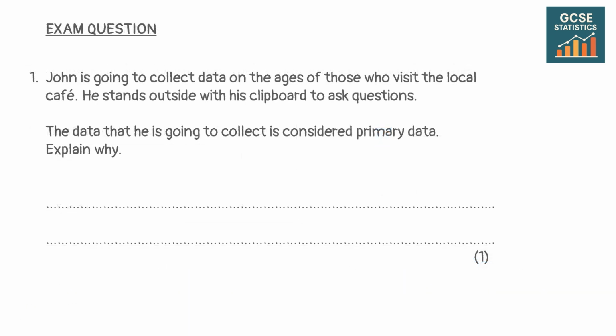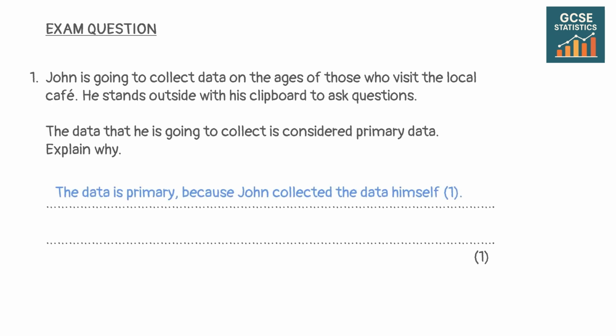From here, we will take a look at some exam questions. Pause the video, have a go, then check back with your answers. John is going to collect data on the ages of those who visit the local cafe. The data collected is primary data. Explain why. So we've been told it is primary, but why? Remember from the definition that primary data is any data collected by yourself. John is asking questions himself, so that means we can put that as the answer.